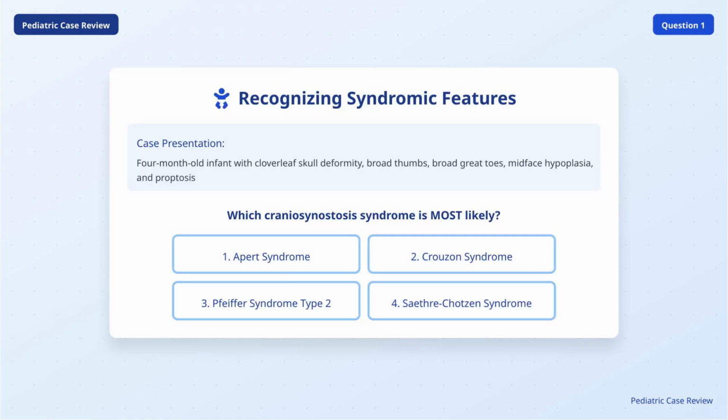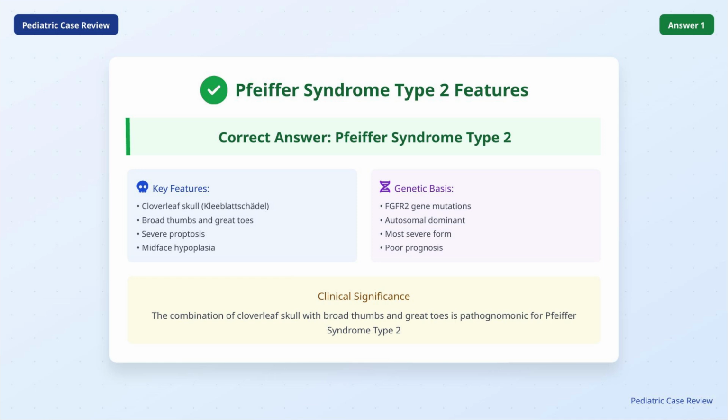A 4-month-old infant presents with a distinctive cloverleaf skull deformity. On examination, you notice broad thumbs and broad great toes, along with midface hypoplasia and proptosis. Which craniosynostosis syndrome is most likely? Option 1, Apert syndrome. Option 2, Crouzon syndrome. Option 3, Pfeiffer syndrome type 2. Option 4, Saethre-Chotzen syndrome. The correct answer is Pfeiffer syndrome type 2.